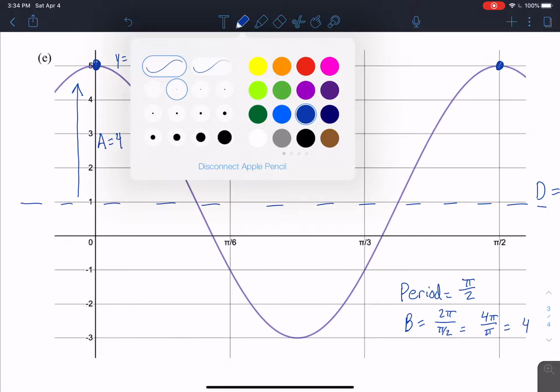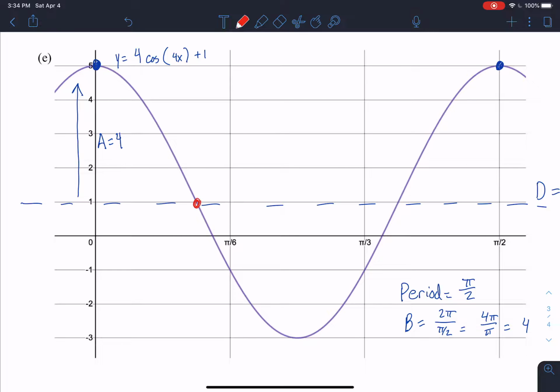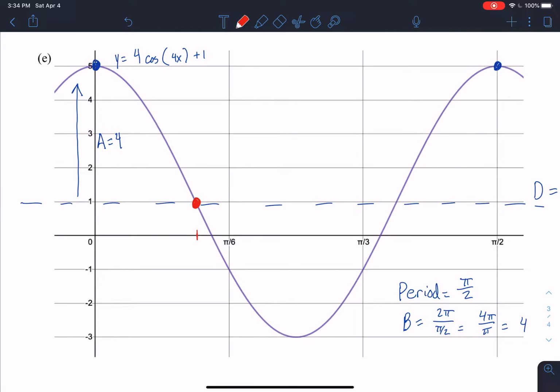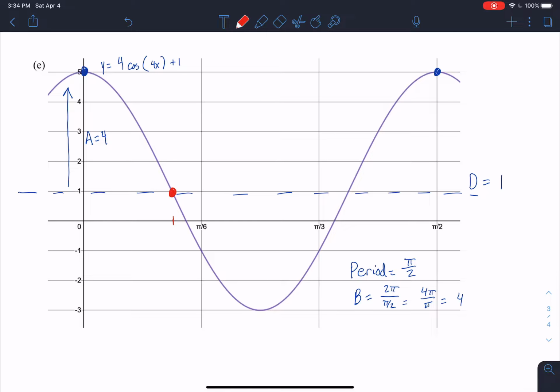Now my last one that I have to write is going to be based off of this point. If you look at where that point is, that's not really in the middle of 0 and pi over 6. So I'm going to need to do a little extra work here. I know that my period goes from 0 to pi over 2. The middle of that is going to be right here. If you divide pi over 2 by 2, you get pi over 4. So the middle of that is going to be pi over 4.